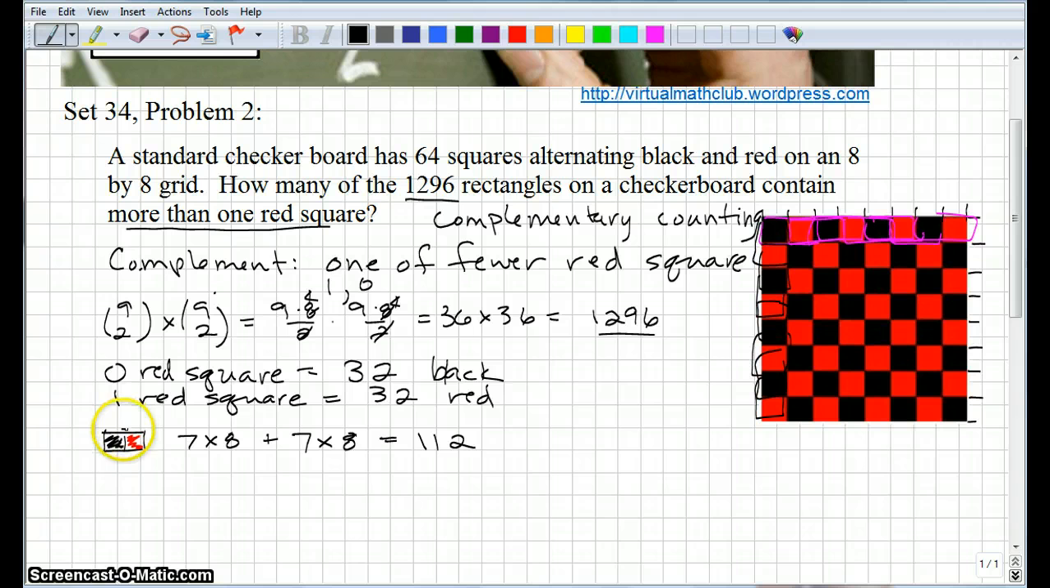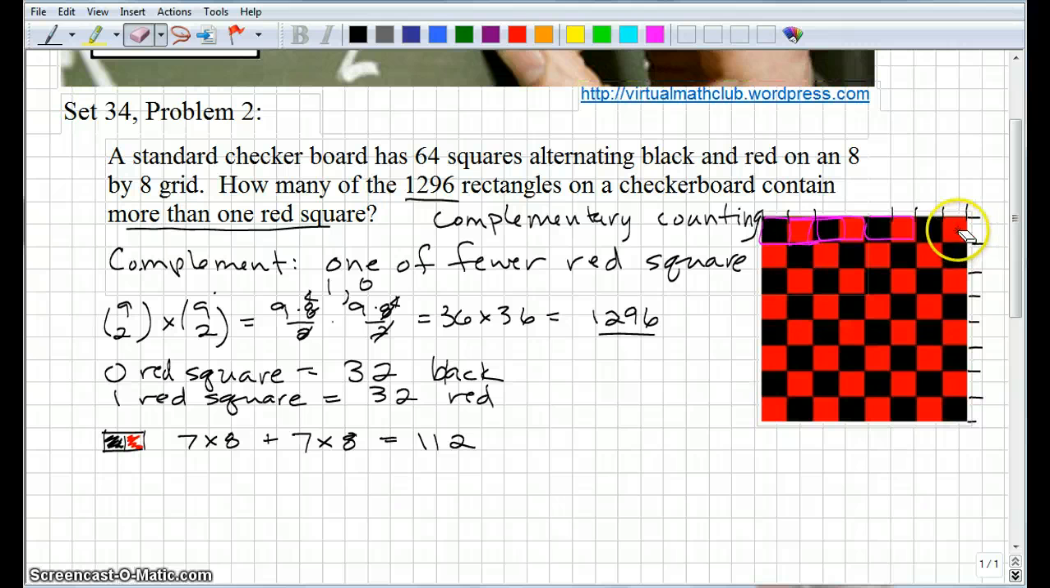So we'll have 112 that have one red square where it's a 1 by 2 rectangle, and that'll be all the 1 by 2s, including the horizontal ones and the vertical ones. All right, so let's erase all this garbage here, and let's look at another case.